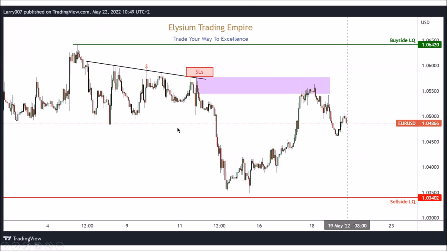So you have this external range. It's internal range in daily, but in hourly perspective, for me, it's external range. And here is the internal range on the hourly chart. So for me, this is a perfect point to target for stop losses.